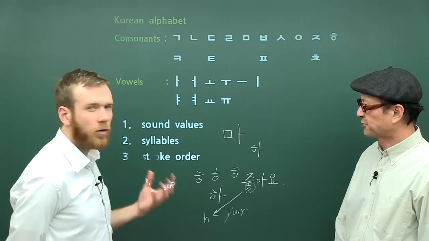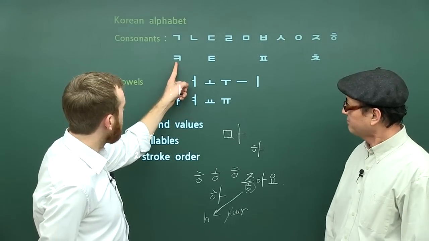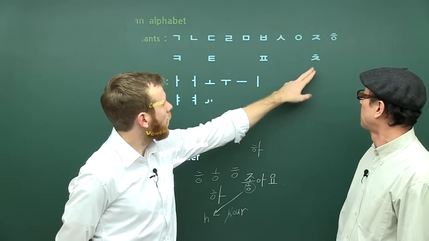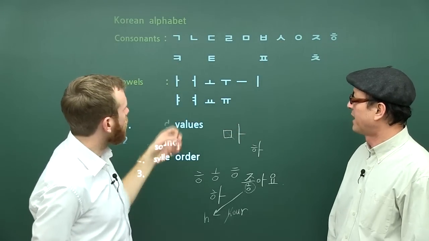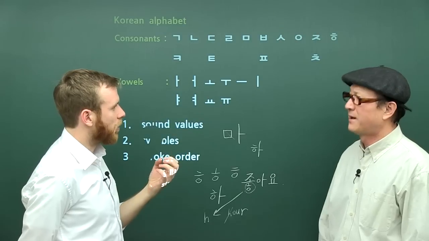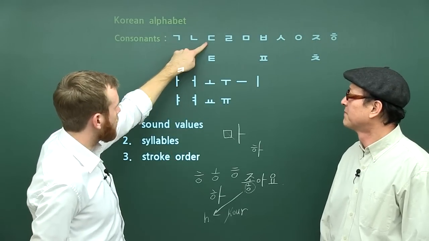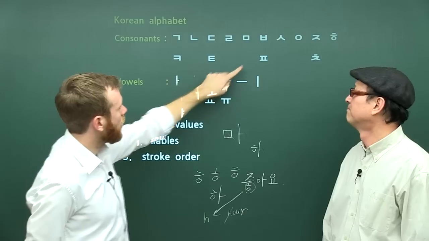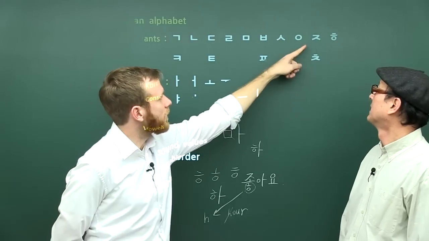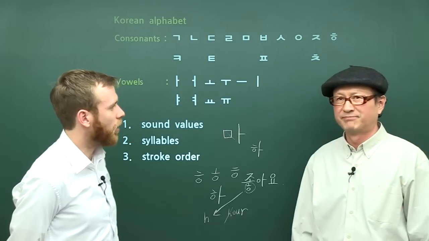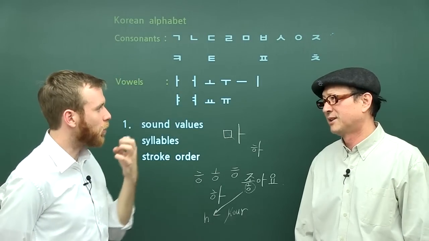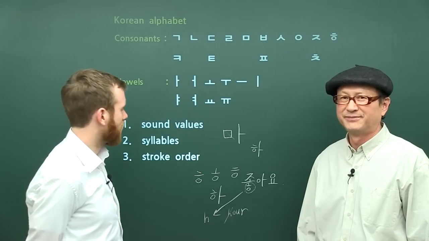Now, Robert, I don't know if this would help students, but I've heard that the H sound and the four on the bottom are kind of the aspirated sounds. So, ga and ka, da and ta, ba and pa, ja and cha, and ha. All of these you can kind of feel you're putting out air. 네, 맞아.